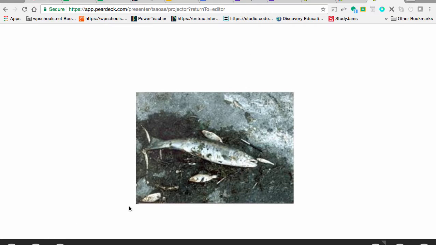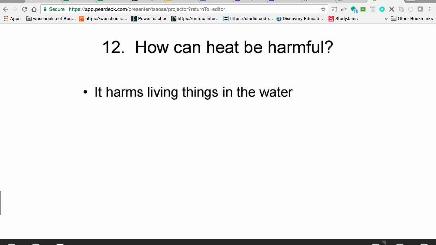And hot water can be a problem because fish can only live in a small range of temperatures, and so if the temperature gets out of the range, the fish will die. So even if the water is clean, if the temperature is too high when it's being released back into the river, it can harm living things.